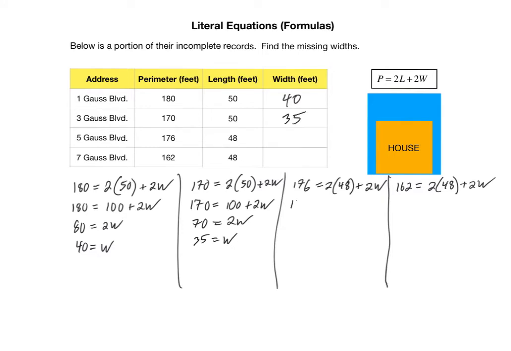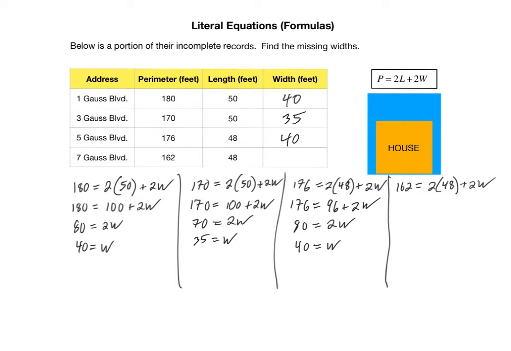With the next one, we've got 176 equals 2 times 48 is 96, plus 2W. Subtract 96 from both sides, and we get 80 equals 2W. If you divide both sides by 2, we get 40 equals W. So the width of the property at 5 Gauss Boulevard is 40 feet.